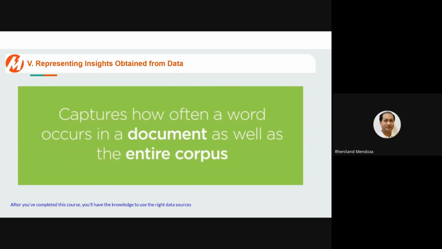TF-IDF, on the other hand, is a very popular representation that tries to capture how significant a particular word is in a document and across the corpus. The TF-IDF is a combination of term frequency and inverse document frequency. The term frequency tries to capture how often a word occurs within the document. And the inverse document frequency tries to capture how often that word occurs across the entire corpus.